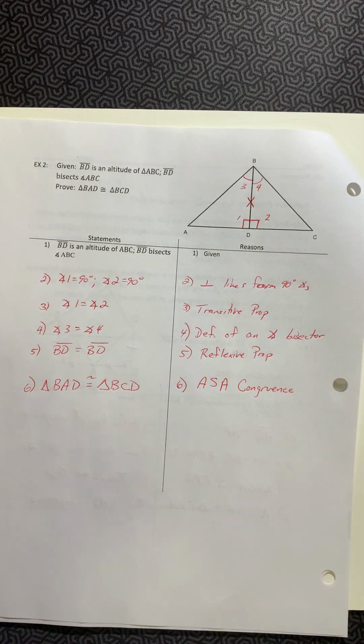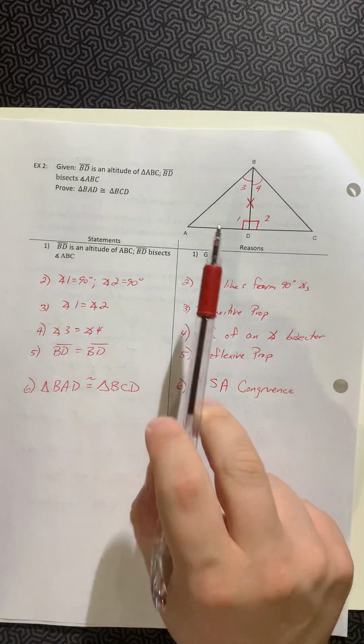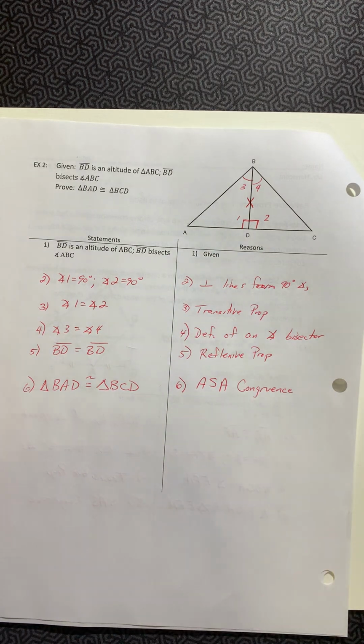And now this proof is complete. We have proven that this triangle on the left, BAD, and this triangle on the right, BCD, are congruent to each other.